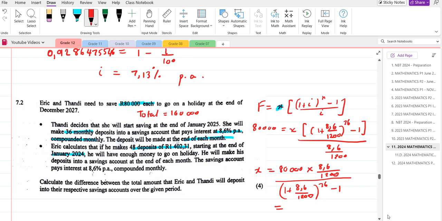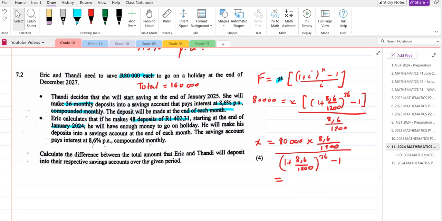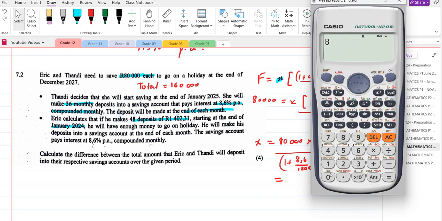Right, so we've got the monthly installments for Tandi. Put a fraction button: 80,000 times 8.6 over 1200, divided by (1 plus 8.6 over 1200) to the power 36, minus 1. So I'm getting 1955.78.